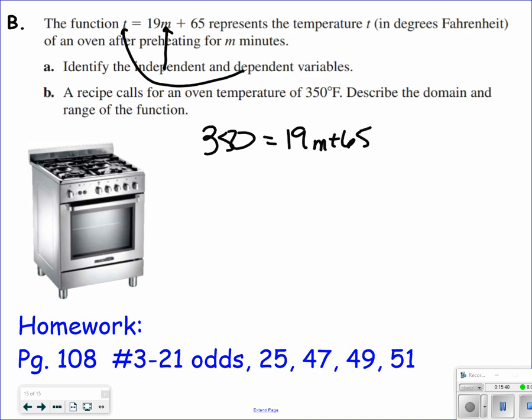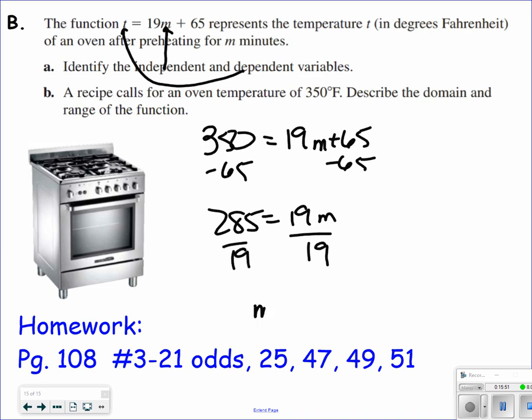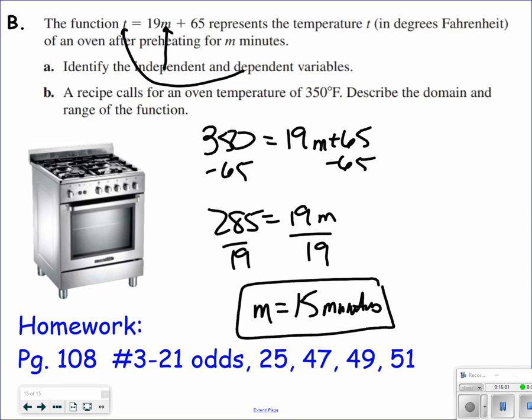Let's find the m then. So I'm going to subtract 65 and get 285 and then divide by 19. So m would equal 15. So 15 minutes for this oven to get to 350 degrees.